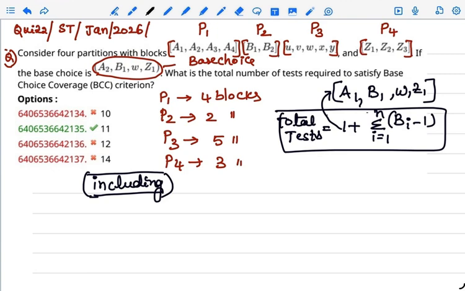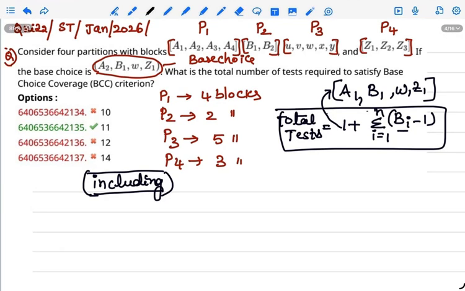So this is for the base choice, plus 1. bi is the number of blocks, counting from i equals 1 to n. If it is partition 1, i equals 1 to 4. Okay, like that. So the total tests equal 1 plus, for partition 1, blocks are 4, minus 1, right? Total blocks 4, 4 minus 1.